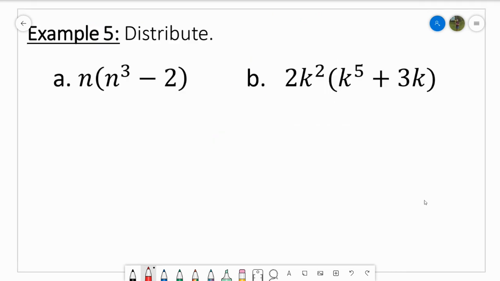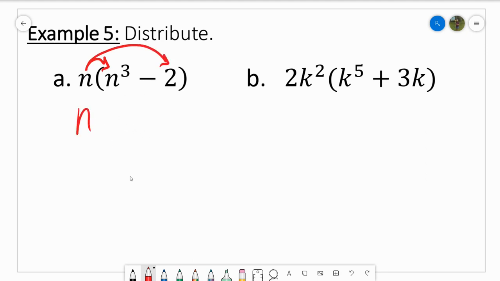All right, so example 5. We're going to do A together, and then I'm going to give you a chance to do B on your own. So go ahead and pause the video and write it down. And now what we're going to do is for A, we're going to take this n and distribute it to the n cubed and to the 2. We're going to bring this minus sign down in between.